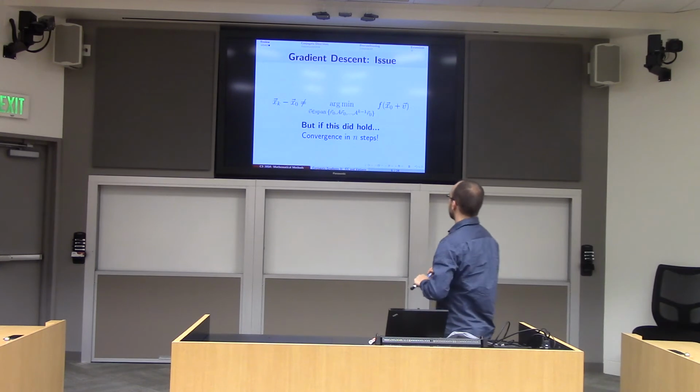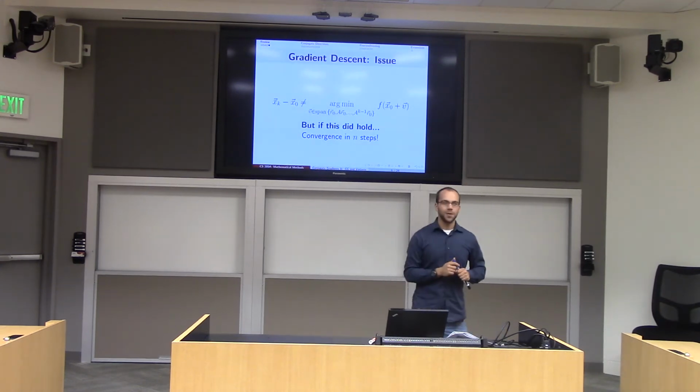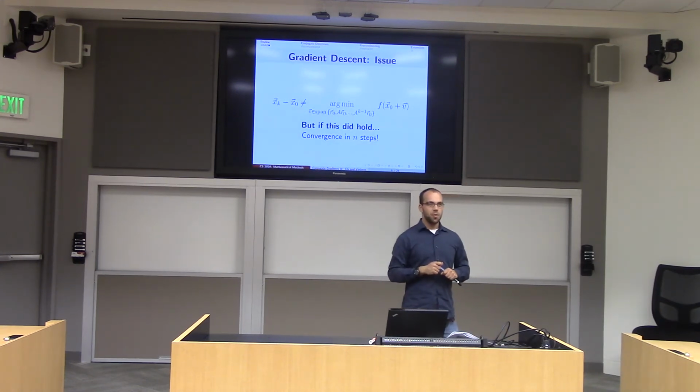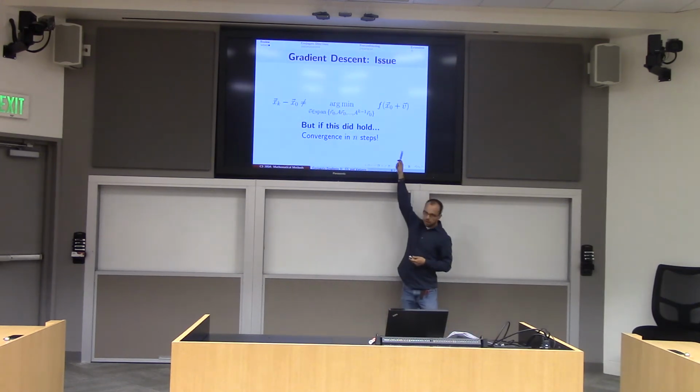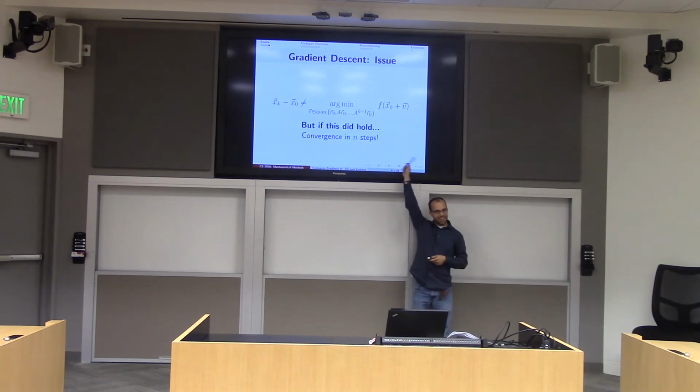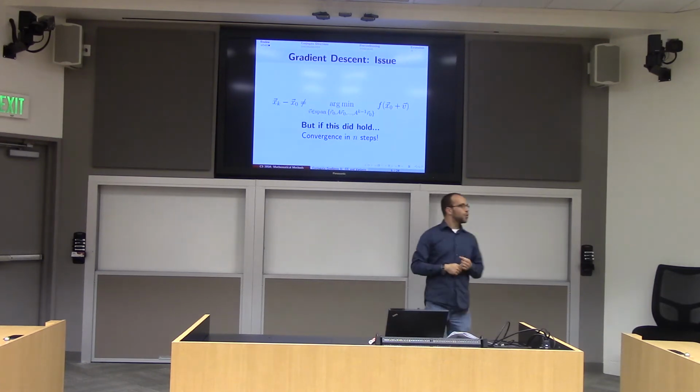Cool. All right. But if this property did hold, well, what would happen at n steps? Well, the span of r0, A times r0, and so on, all the way to A to the n r0, that's just R^n, right? You have n linearly independent vectors. So in fact, what you would be doing is just minimizing f over all of R^n, and you'd be done. Right? So this would be a really cool property to have.